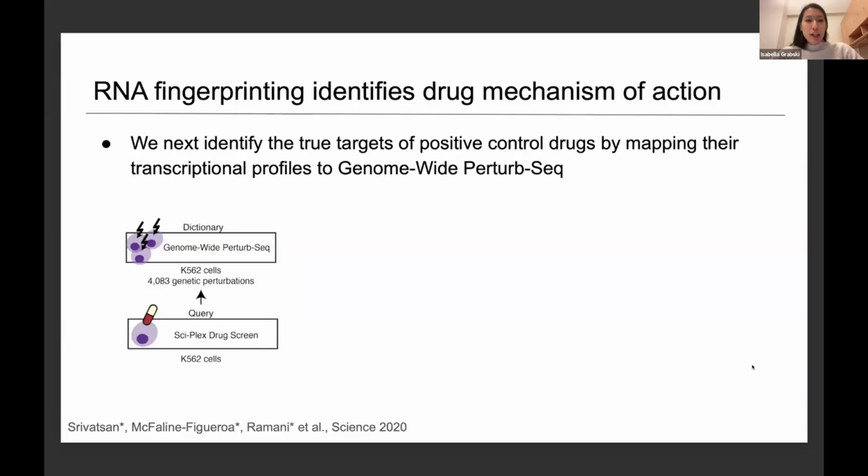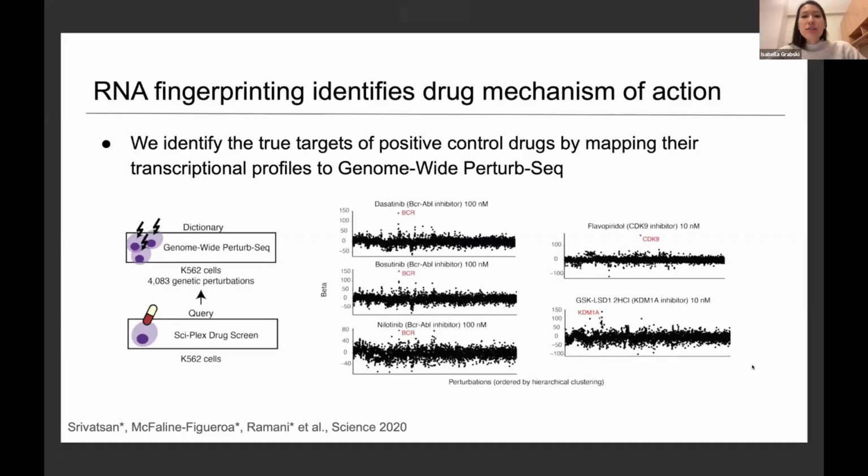We can now return to our question from the start of drug target inference. Everything I've shown you so far has been between genetic perturbations only, but can we successfully map drug-treated cells to a dictionary of genetic perturbations and recover their true targets? To test this, we again used Genome-wide Perturb-seq as our reference dictionary, and our query data consisted of 5 positive control drugs from the Skyplex dataset.